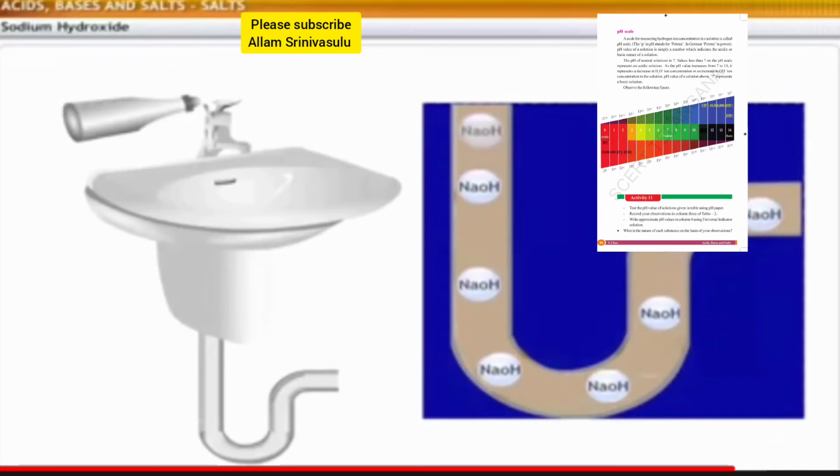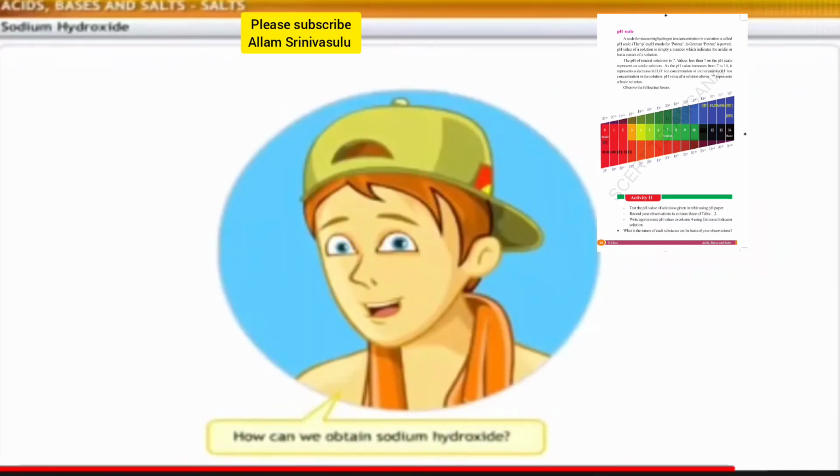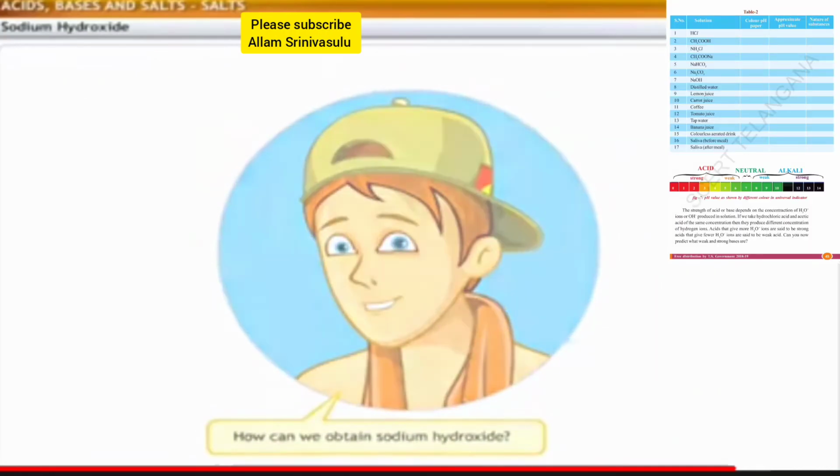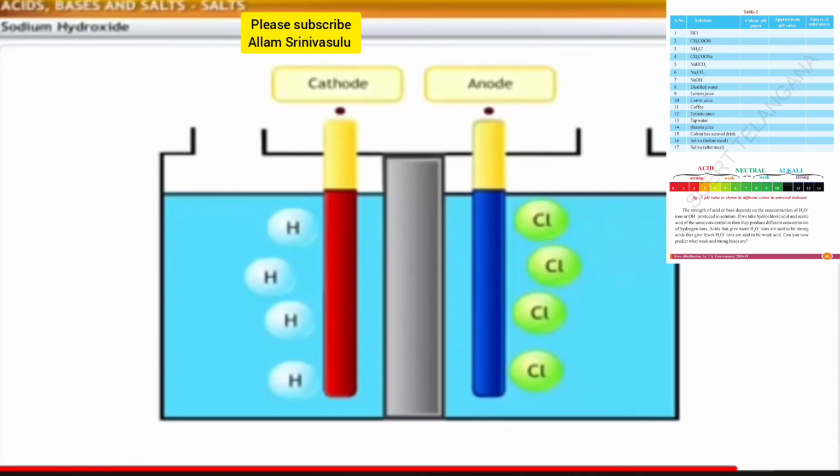Universal indicator: pH means power of hydrogen. The word comes from the German word for power. Now take hydrochloric acid solution, mix with water. It splits into cathode ions and anode ions. At the cathode there are hydrogen ions, H+, and at the anode chloride ions, Cl-, are formed. When the electrical wire is connected, the bulb glows.